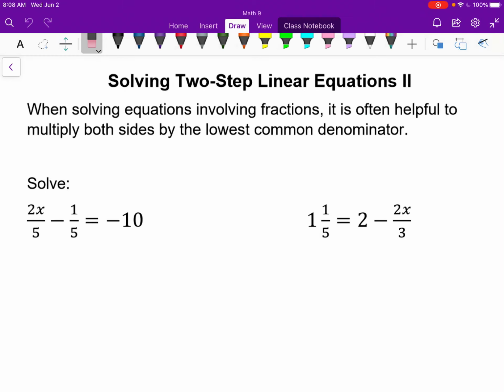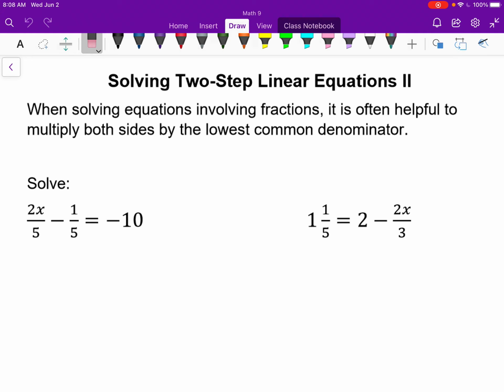So for this, the focus is still looking at what are generally considered two-step equations, but with a few more fractions. And I just want to mention a few more strategies as you start dealing with a few more fractions involved in your equations. So I have just two examples.